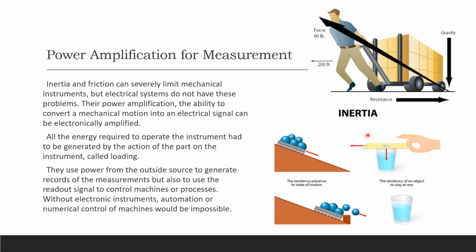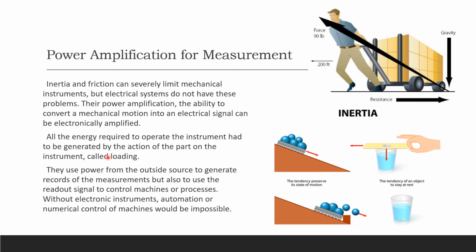So that's your inertia. It can severely limit mechanical instruments. Both of them can limit your mechanical instruments, but electrical systems don't have these issues. So with power amplification, the ability to convert a mechanical motion into an electrical signal, it can be electronically amplified.